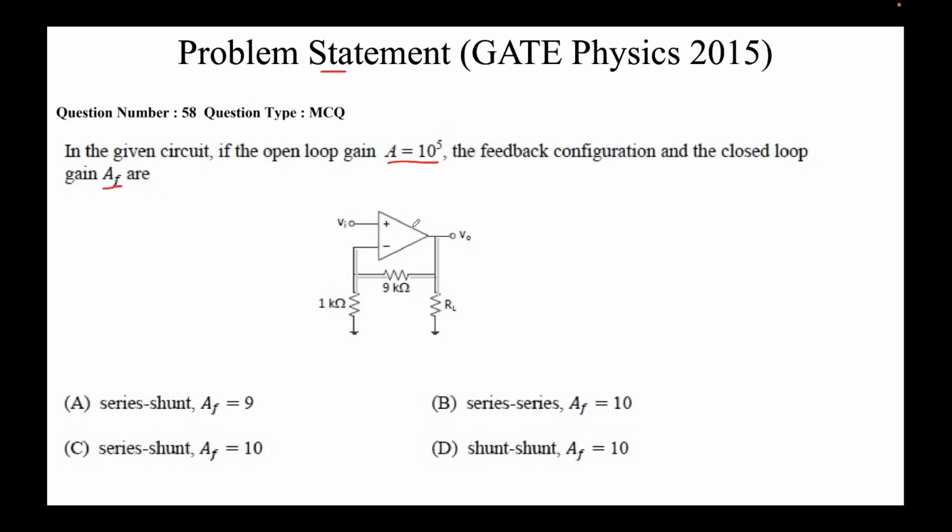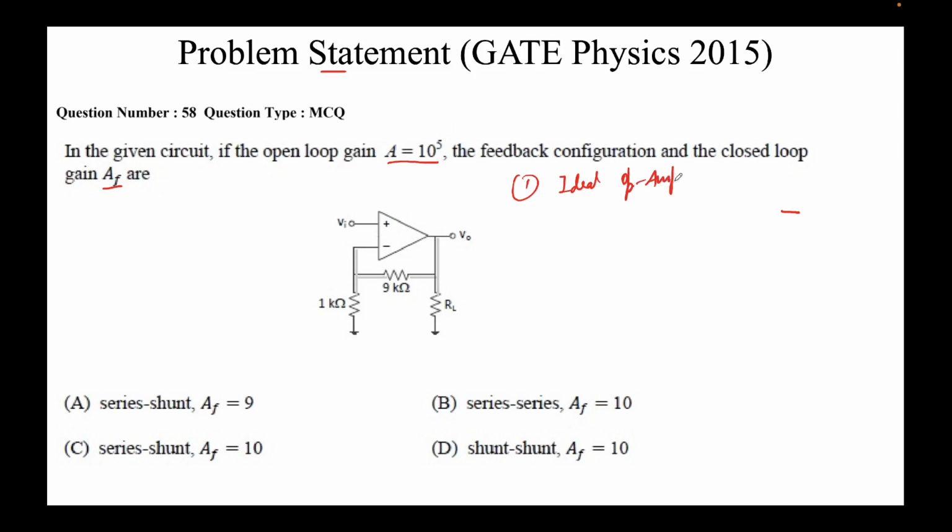We are given a circuit with an op amp and we need to find out what's the feedback configuration and the closed loop gain. Before we start a problem with regards to op amp, we first ask ourselves a few questions. First, is this an ideal op amp?